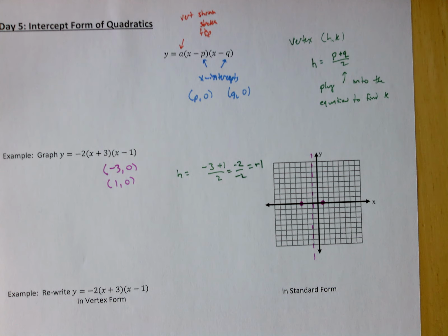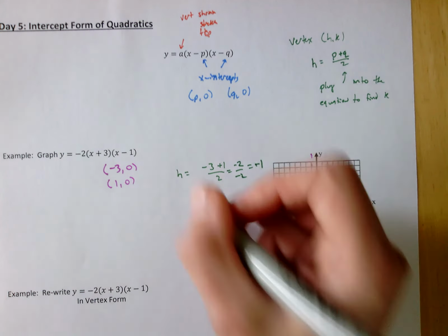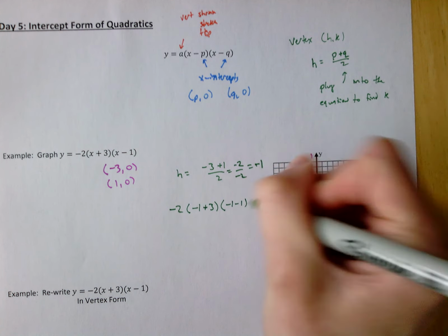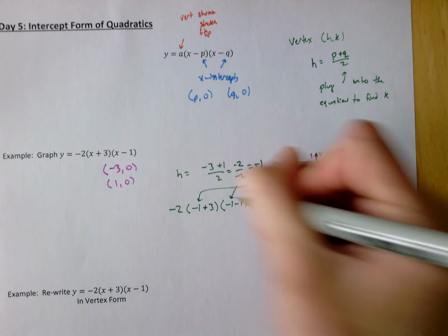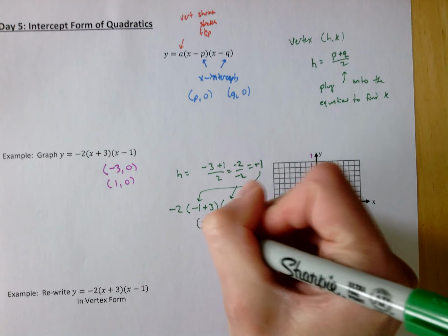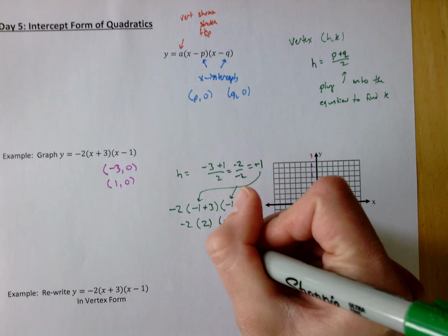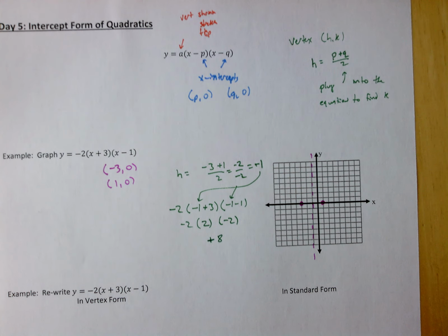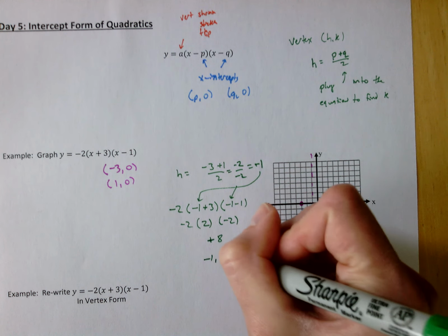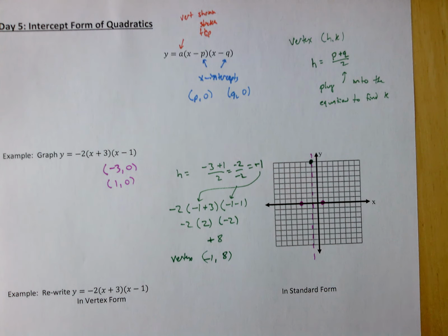Okay, and then to figure out where my vertex is going to go on the y part, I'm going to plug -1 into this equation. So it's going to be -2 times (-1 + 3) times (-1 - 1), plugging this guy in there for x. Okay, order of operations, parentheses first, so that's going to add to 2. This guy's going to subtract to -2. When I multiply all that together, that's going to be positive 8. Okay, so that tells me that my vertex is over at -1, 8. So here's -1, 8. There we go.